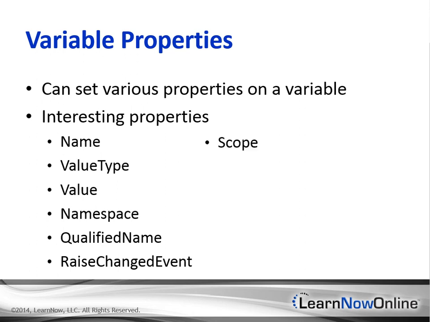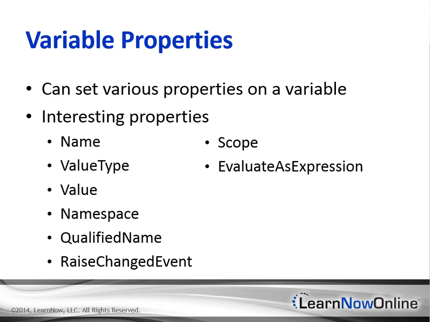The scope property is a read-only property that reflects the container in which the variable was created. Scope appears as a property of variables in the designer. But scope is not really a property of the variable object as such, but indicates the variable's container.